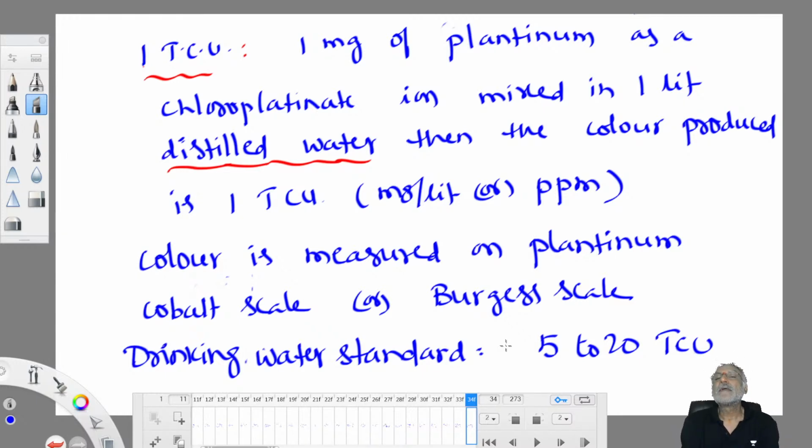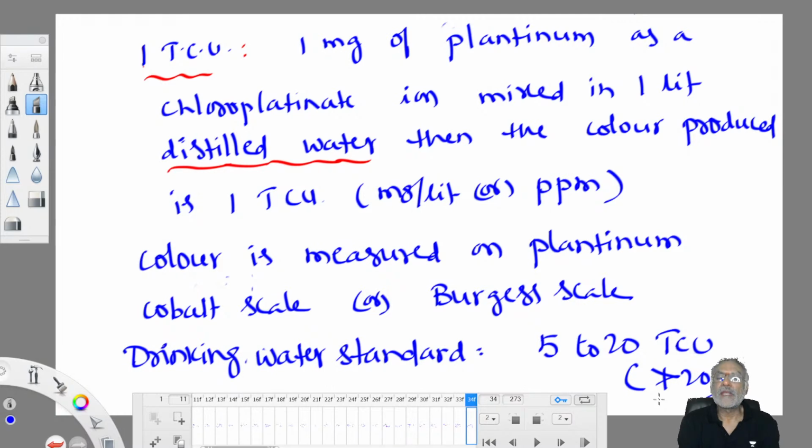So above 20, it is perceptible to human eye. You can notice color in water. So below 20, you can't notice. So anything less than 20, you cannot notice. So preferably, it should not be more than 20. It should not be greater than 20 TCU. If it is less than 5, well and good. Still good it is. So 5 is permissible limit. 20 is tolerable limit. So better to have less than 5. 5 or less than 5 is always better.